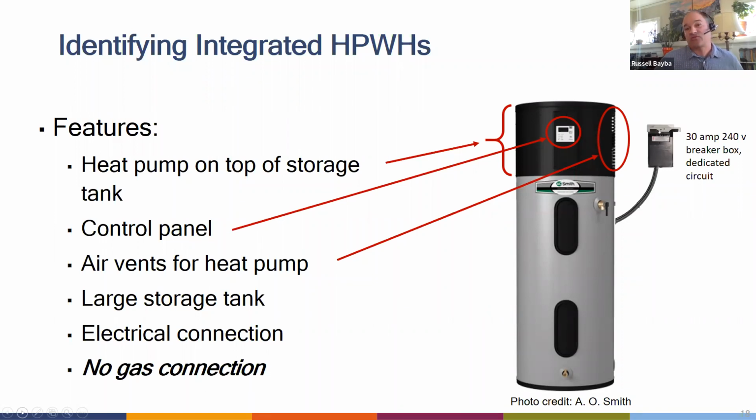There's a large storage tank. I think I said before they typically are larger than 40 gallons even. There's 40, but what we're finding is that 80 gallons is probably a better fit because it just takes a little longer for the energy to recover in that one. So that one's a little bit larger. The electrical connection, again, is typically 30 amps, 240 volts, dedicated circuit. And again, there's no gas connection here. There's also no flue.